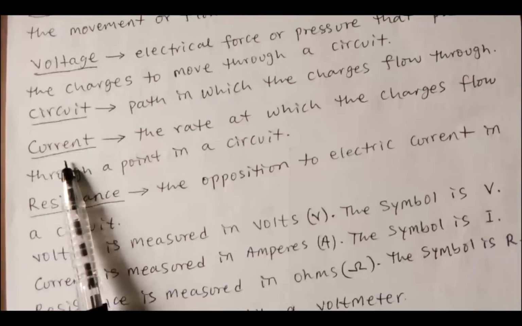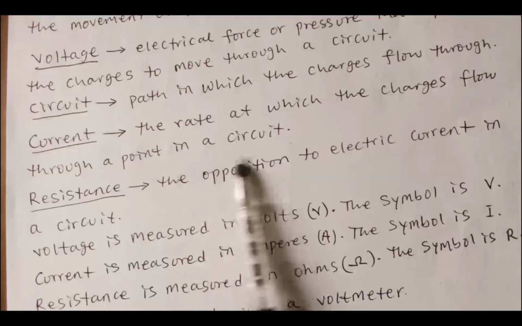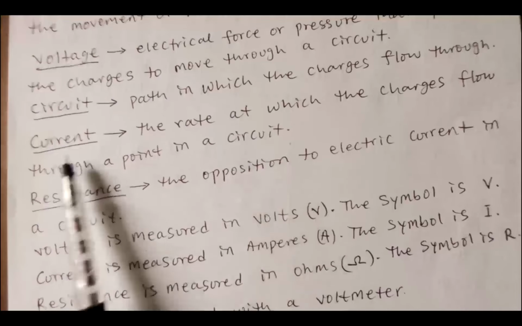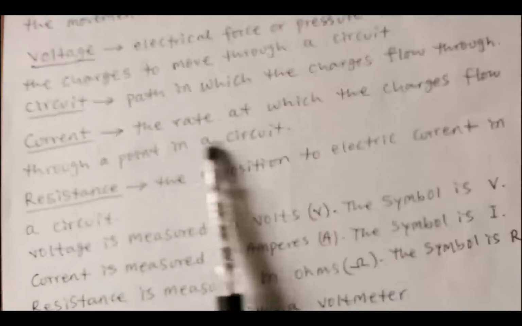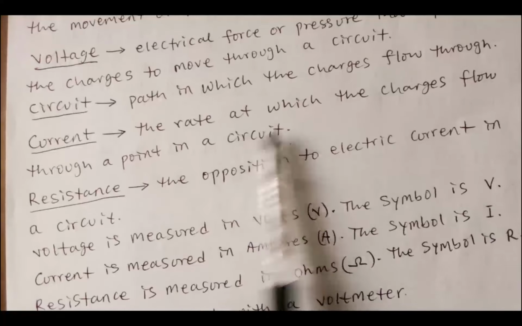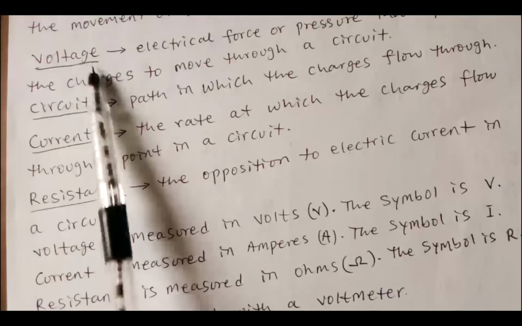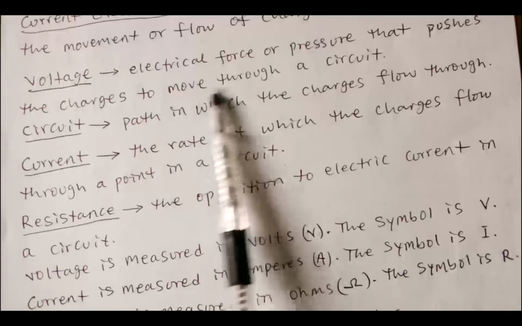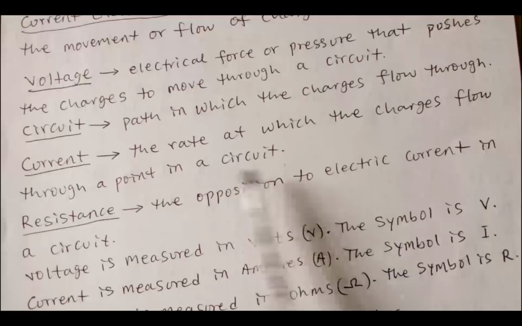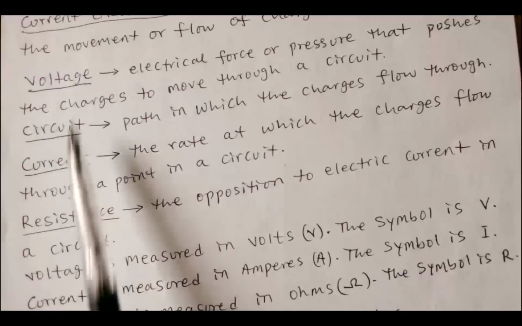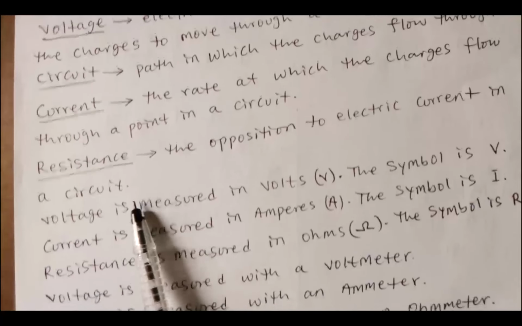So let's look at current. What is current? Current is the rate at which the charges flow through a point in a circuit. So with current you are dealing with the amount of charges that are flowing through a point in the circuit. That's the rate at which those charges flow. The voltage we are talking about is the force that pushes the charges to move, while current is the rate of movement of those charges. So you can see the difference between voltage and current. You understand?